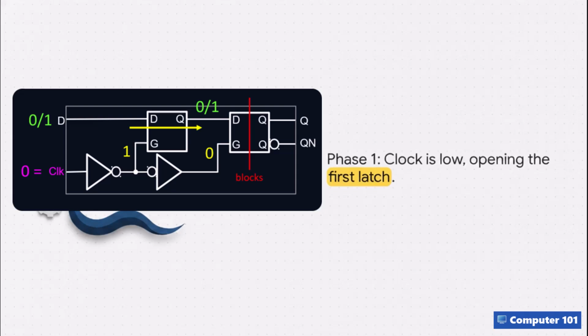Okay, picture phase 1. The clock signal coming in is low, a 0. Because of that first inverter, the enable input for the first D latch actually becomes a 1, meaning it goes high. That means our first latch is wide open for business. Whatever data is sitting at input D flows right in. But look at what's happening at the second latch. Its enable input is receiving a 0. That inner door is firmly, securely shut. So the data enters the airlock, but it's totally blocked from reaching the final output Q. It just sits there, waiting.